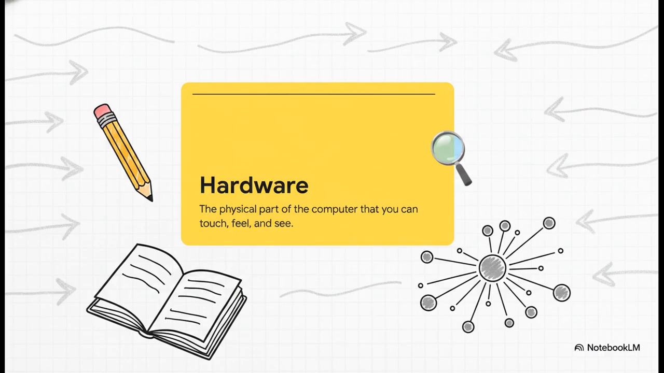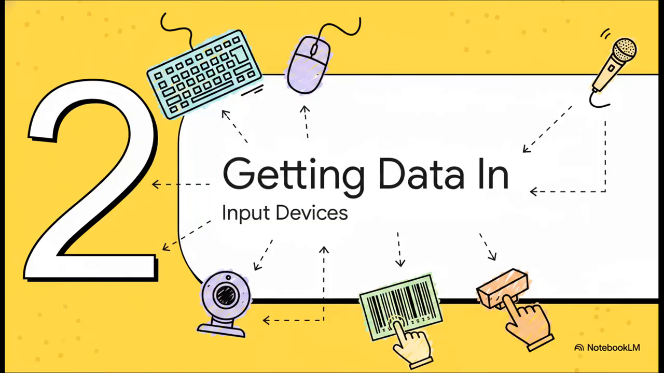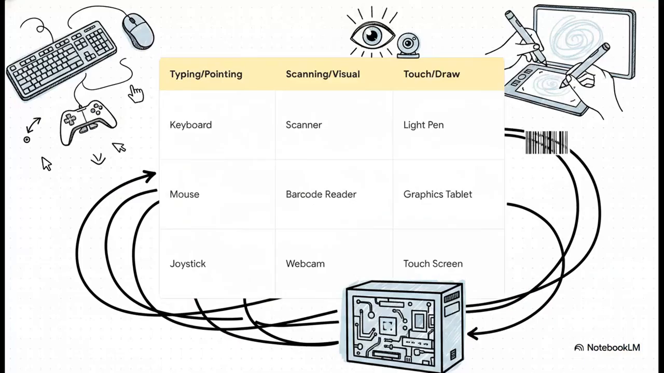But for a computer to actually be useful, this physical hardware needs to interact with the outside world. Which brings us to Section 2, getting data in. Think of input devices as the eyes, ears, and fingertips of our machine, and we've got an incredible variety here.